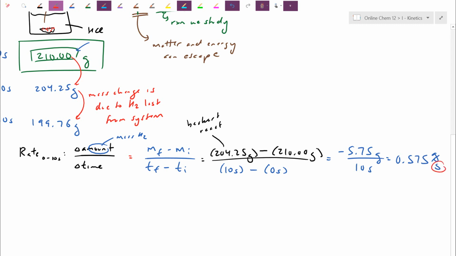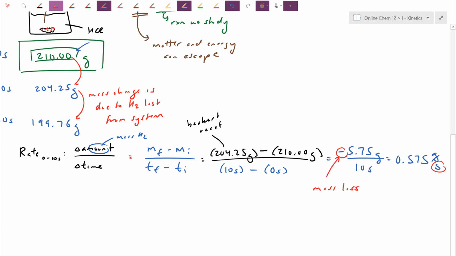For a unit for rate here, we have to have a time unit on the bottom. Perfect. So this says, even though I only sampled it at 0 seconds and 10 seconds, it's like after every second, I actually drop by 0.575. And in fact, mathematically here, I should be putting a negative. That negative just means mass loss.